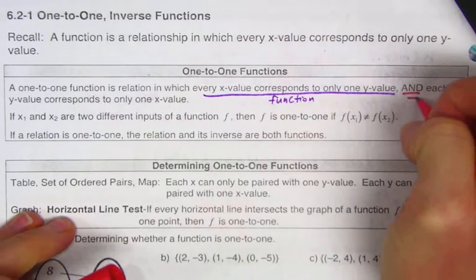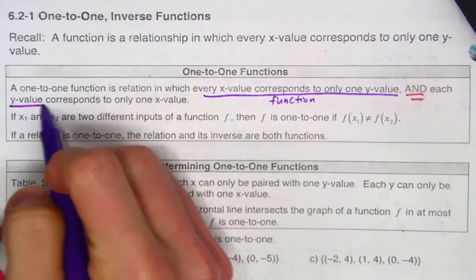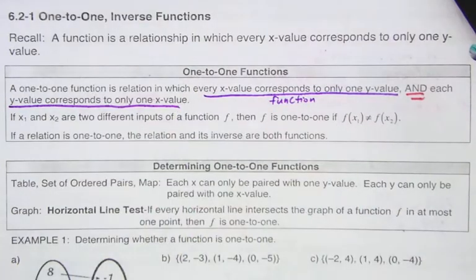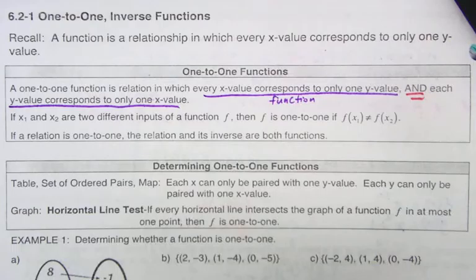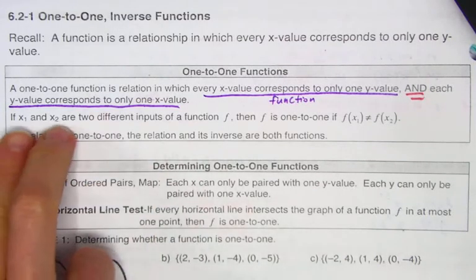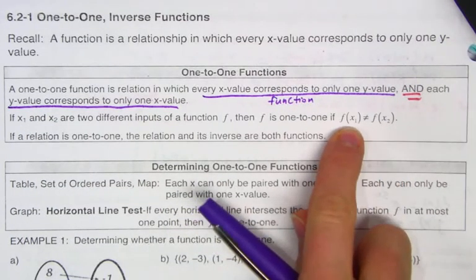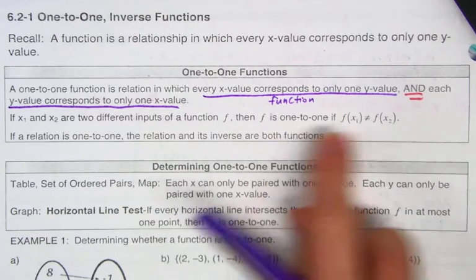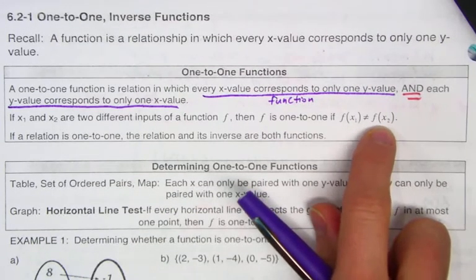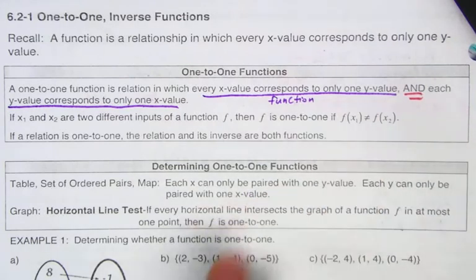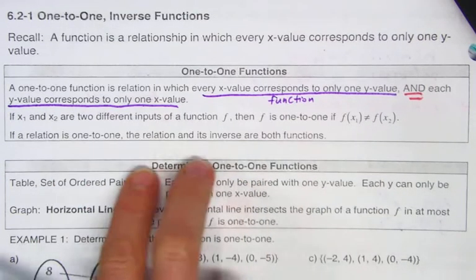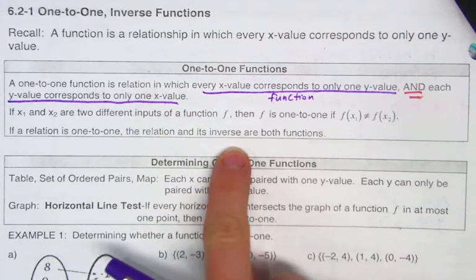but we also have every y value corresponds to only one x. So now not only can x only be paired with one y, but only one y can be paired with only one x. So if we have two different x values and it's one-to-one, then if you evaluate one value of x, so you plug in x and you get a y out, it will not be the same thing when you evaluate the other value of x. So it's one-to-one when the relation and its inverse are both functions.